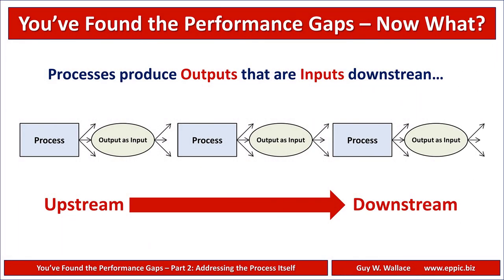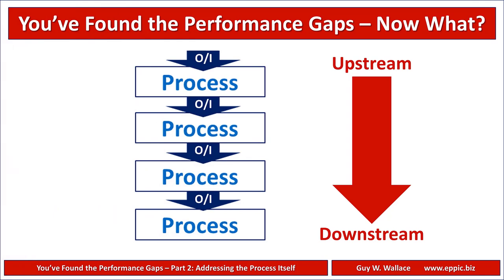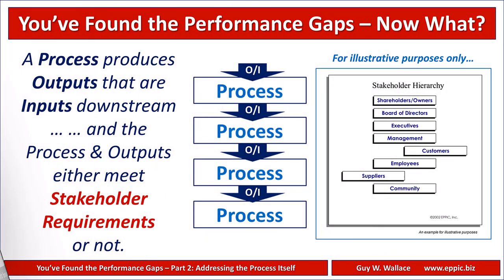What's really key here is the notion that processes produce outputs that are inputs downstream. Now, I've changed the orientation on this diagram here, but the process flows from upstream to downstream, if you will. And again, processes produce outputs that are inputs downstream, so there's a chain of these. And they either meet the stakeholder requirements or they do not.